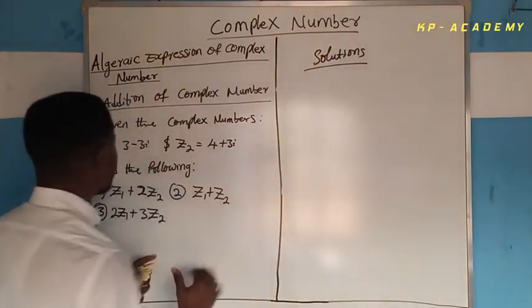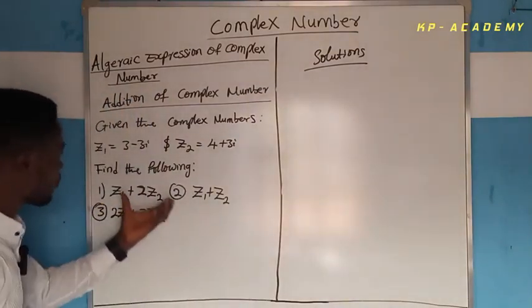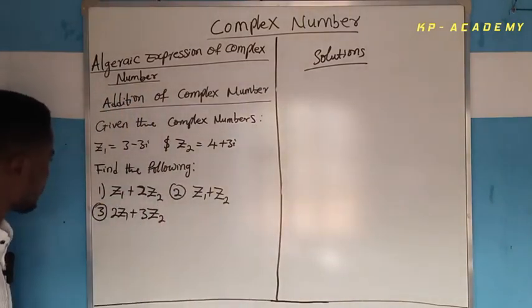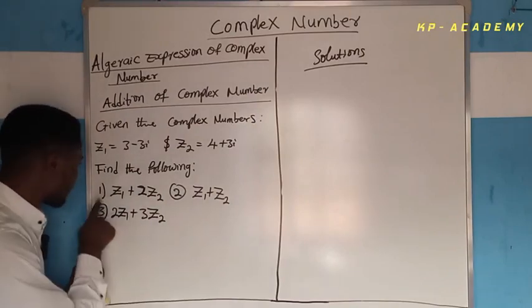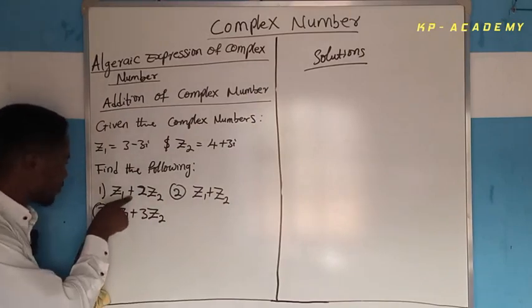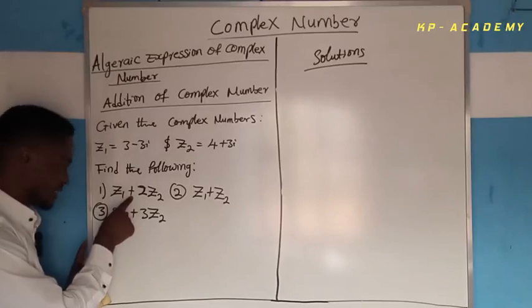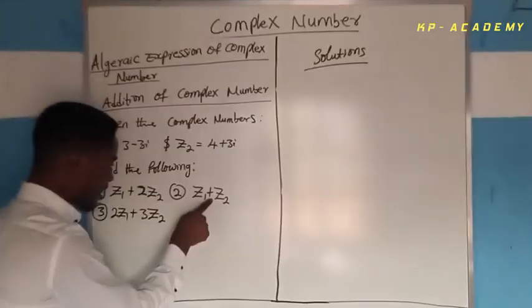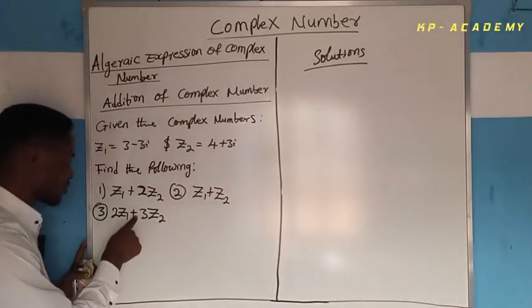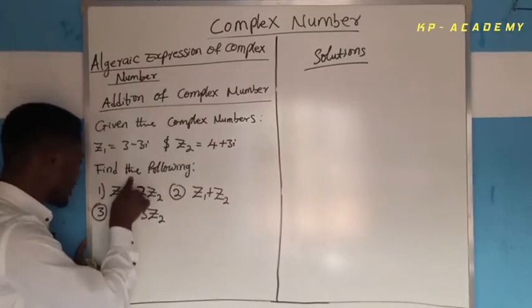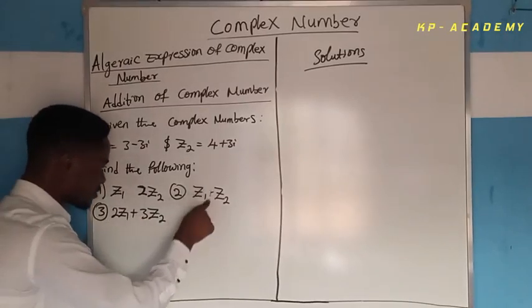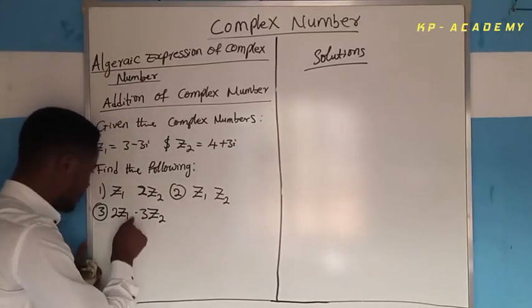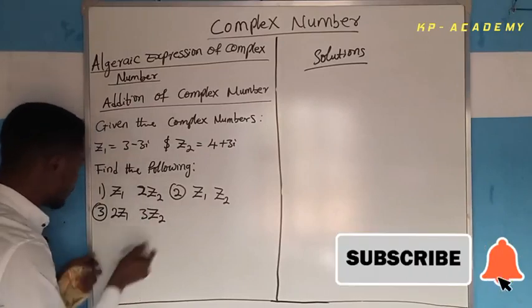So again, given this same question, if we are told to do subtraction of a complex number, it will mean that, for instance, here where we have plus, we are going to have minus instead. And here where we have plus again, minus. Here where we have plus again, minus. So let's assume that I take away this plus, take away this plus, take away this plus, and replace all of them with minus.